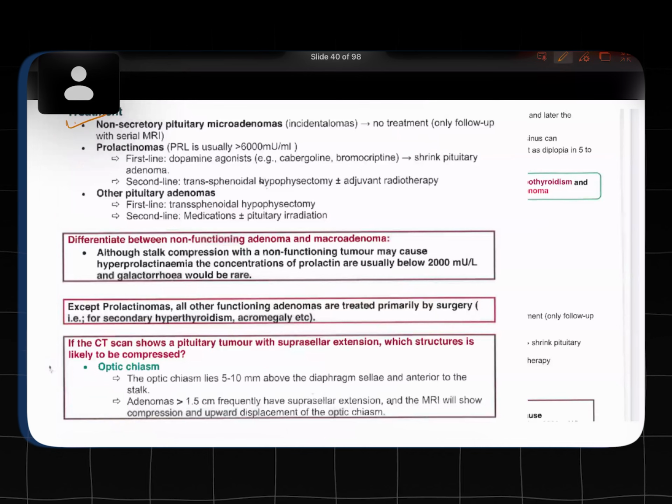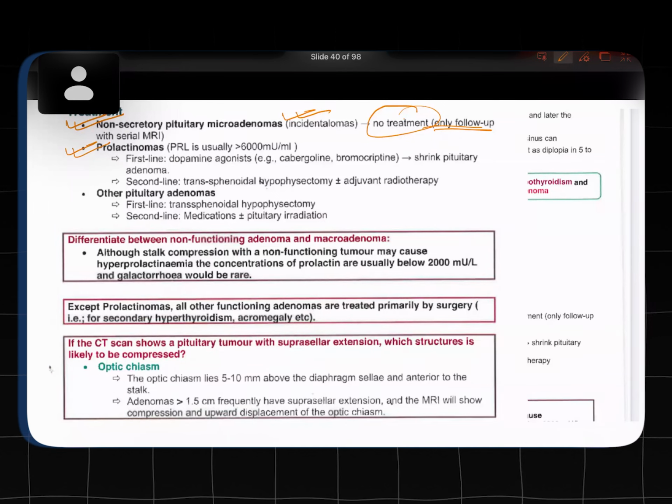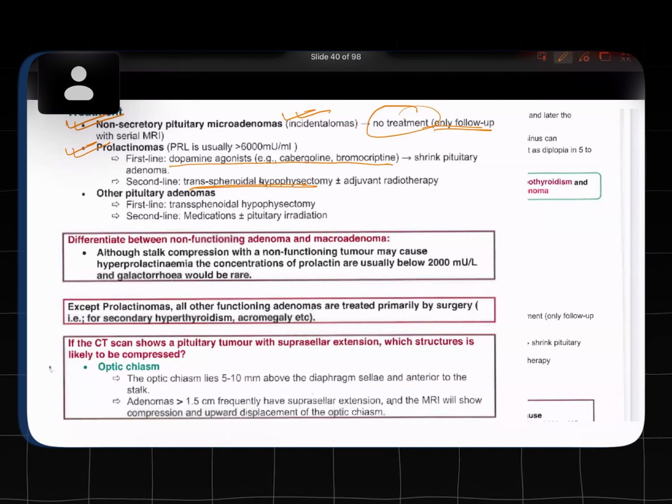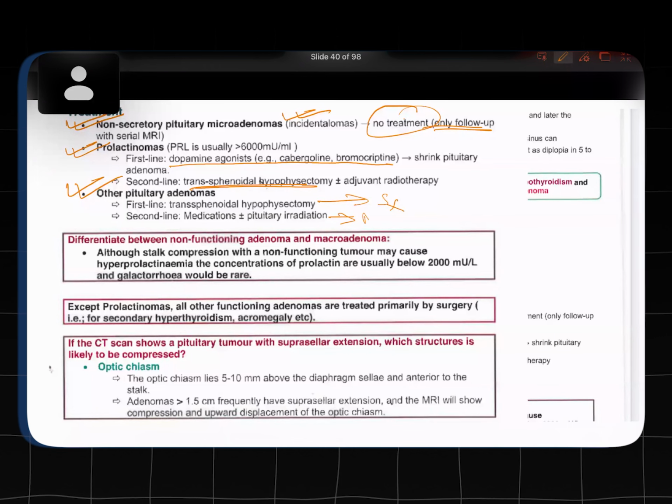So treatment wise, if it is non-secretory and incidental, then no treatment, only follow-up. If it is a prolactinoma, then the first line is a dopamine agonist, that is cabergoline or bromocriptine. Second line is surgery. So if they mention that it is a prolactinoma, then surgery is not the first line. Cabergoline or bromocriptine becomes the first line, and second line becomes surgery. For everything else, first line is surgery and second line is medical management. For prolactinoma, it is different: first line is dopamine agonists, that is medical management.